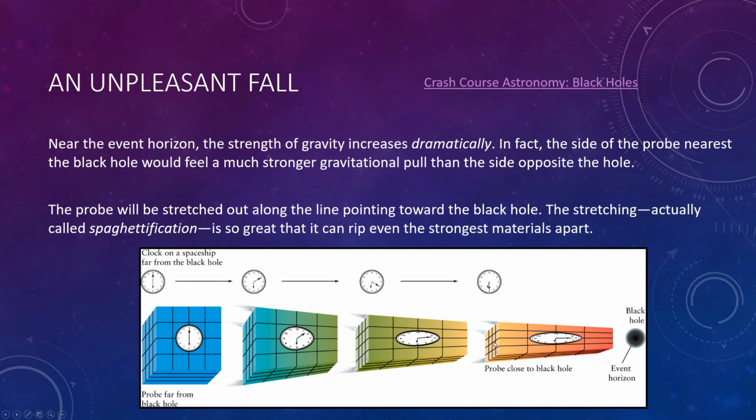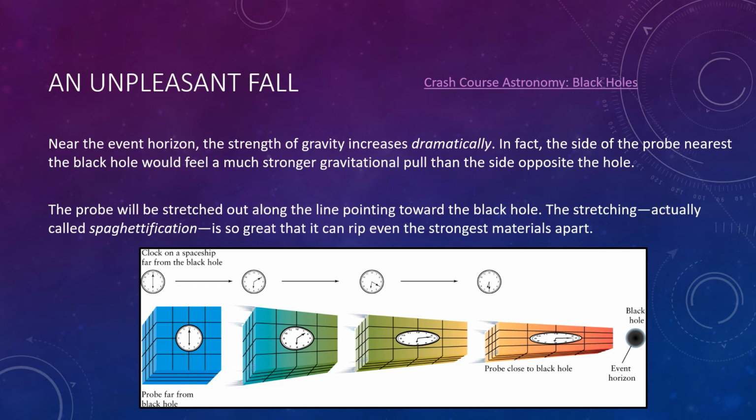Well, that's a problem. These tidal forces are like those that the moon exerts on the Earth, but are tremendously stronger. The sides of the probe are actually pulled together by the hole's gravity and made to fall in straight lines toward the center of the black hole. The net effect is that the probe will actually be stretched out along a line pointing toward the hole and squeezed together in perpendicular directions. This stretching is actually called, and this is real, spaghettification. This effect is so great that it will rip even the strongest materials apart into just a series of atoms.